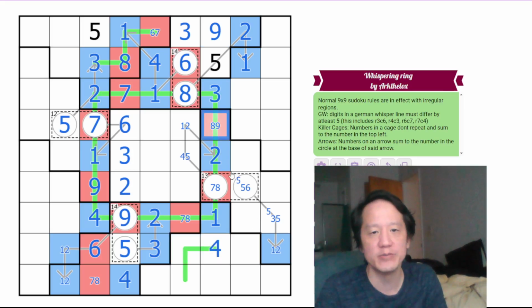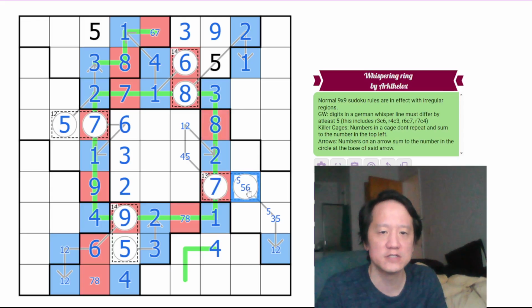Also, this 9 eliminates 9 here, so that makes this 8, which makes this 7, which makes this 6 to add up to 13. Therefore, this is 5 and 1, which means this can't be 1. This is 2. This is 1.